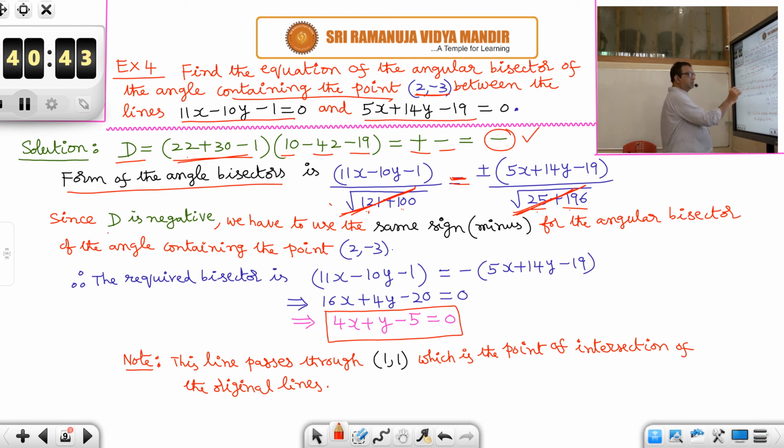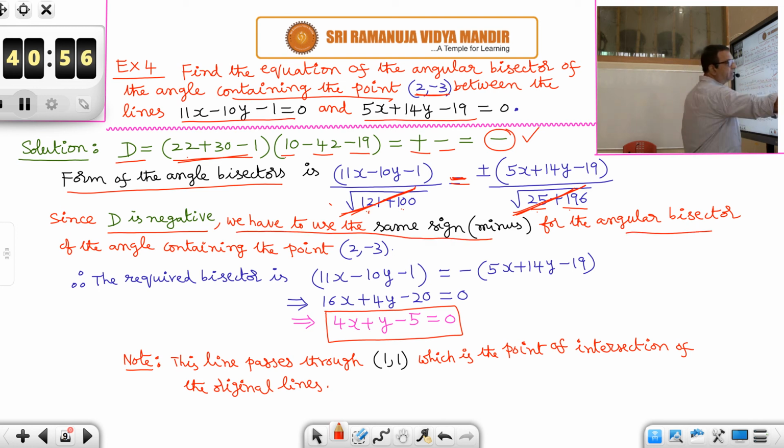Now, since D is negative here, and we want the angular bisector of the angle containing the point, we have to use the same sign. Same sign means negative sign only. So that is why in between I have taken the negative sign. This is on the left side, and the right side is this one.